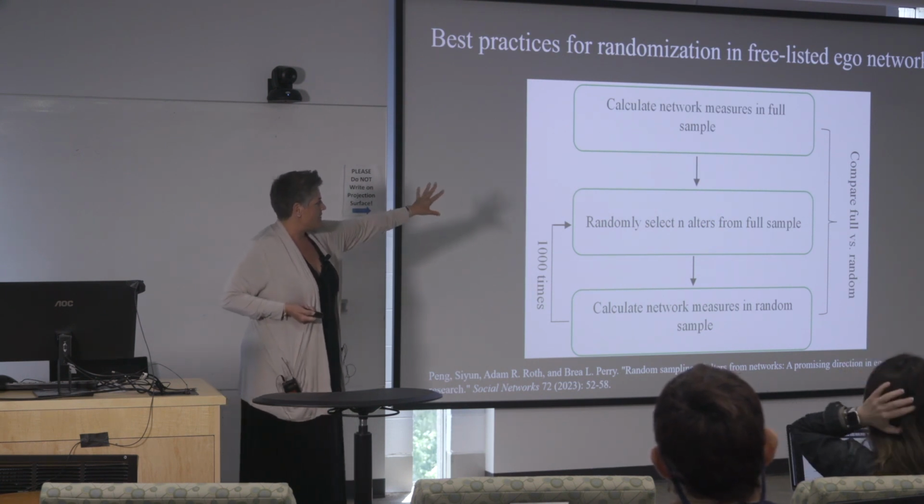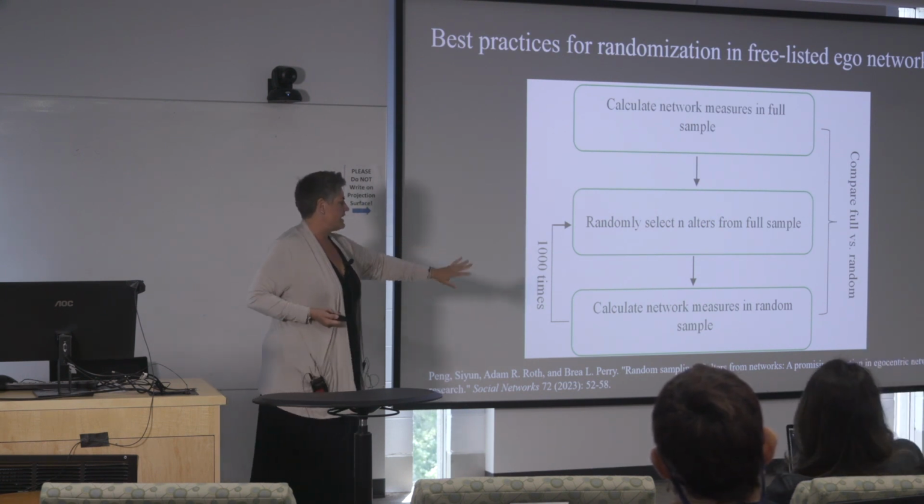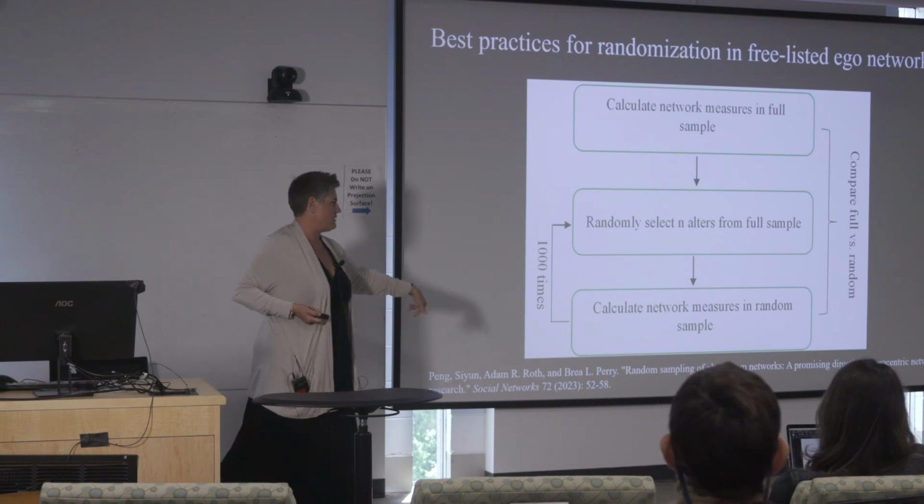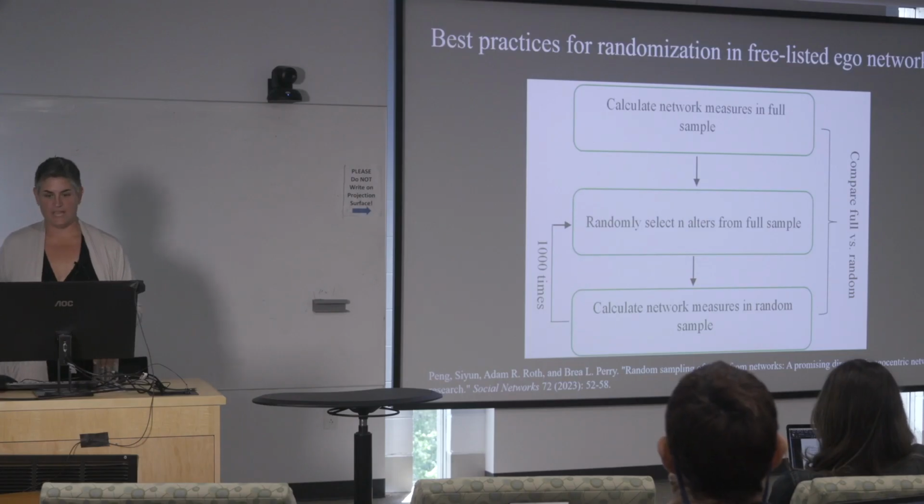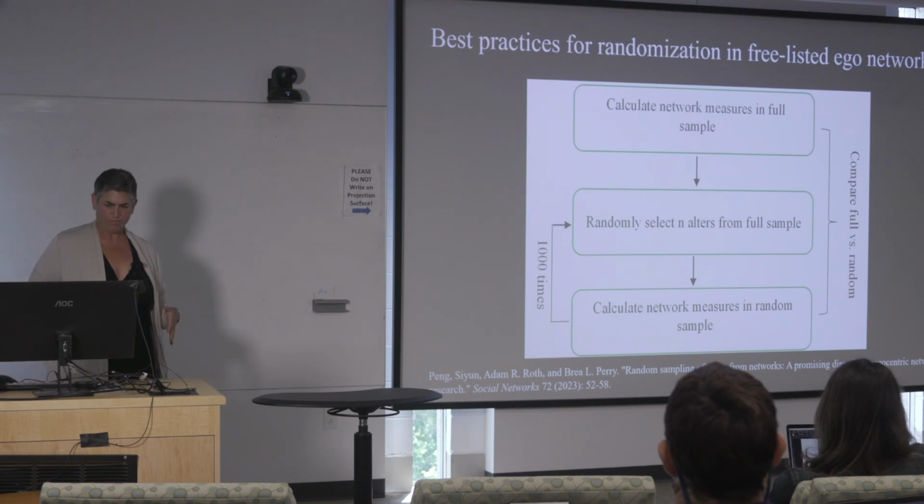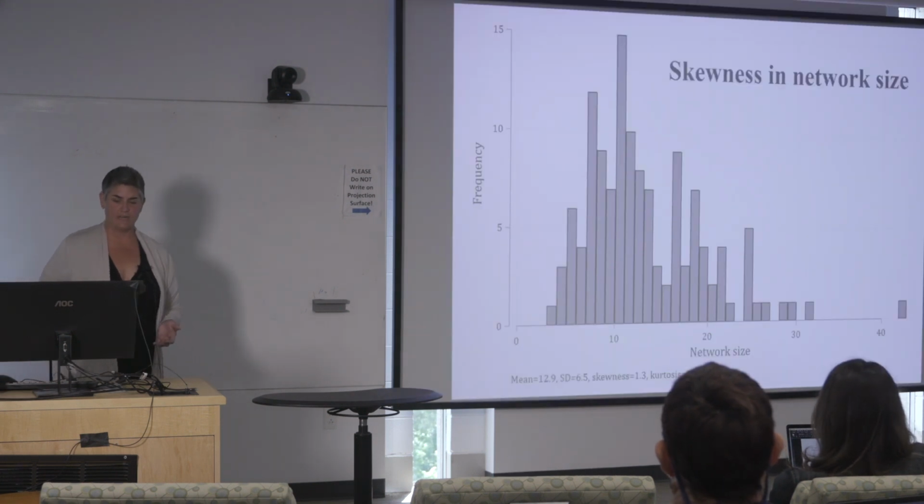So we have the full roster, and we randomly select n alters, and then we calculate the network measures in the random sample. We do that 1,000 times so we can get all the nice inferential statistics around that, and then we can compare what happens when we do that.